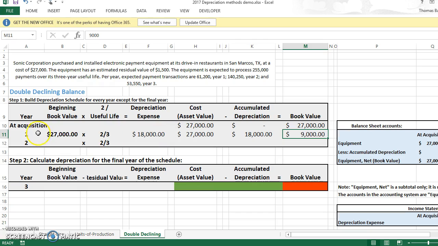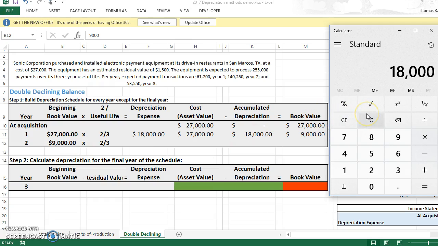So see how I built out all of year 1 before calculating year 2's depreciation. So now I go into year 2's depreciation calculation, and I say, hey, what is the beginning book value at year 2? Well, what was the ending book value of year 1? That was $9,000. So I'm going to take that $9,000, I'm going to bring it down as my beginning book value of year 2. And I'm going to get my calculator back up here again. I'm going to go 9,000 times 2 divided by 3.